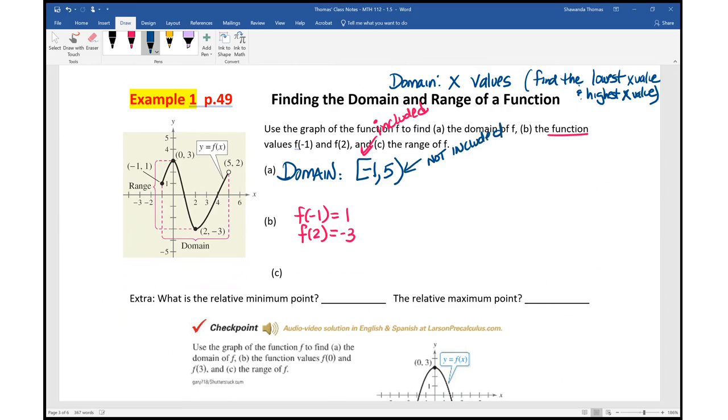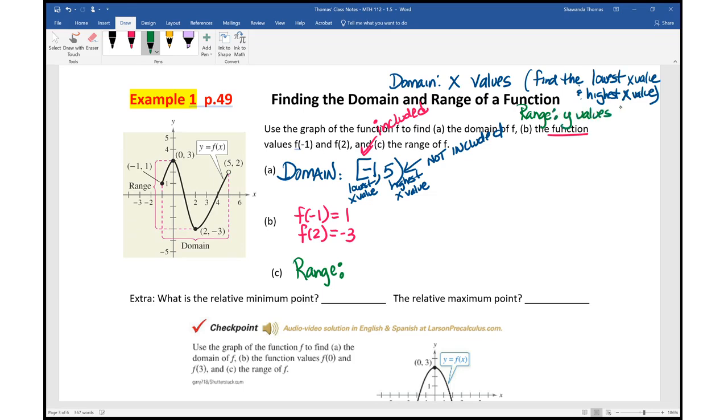So this is interval notation again. It means from -1, which is included on the graph, all the way up to 5. So this is the lowest x value. So always write in numerical order, least to greatest. And this is your highest x value. Let's move on to range. Range involves your y values.